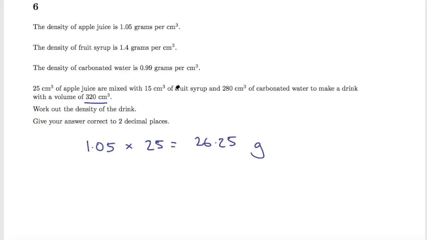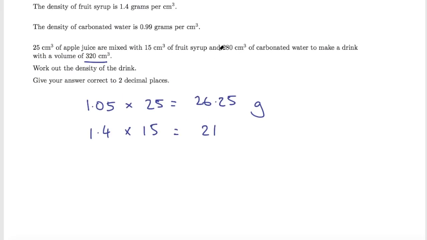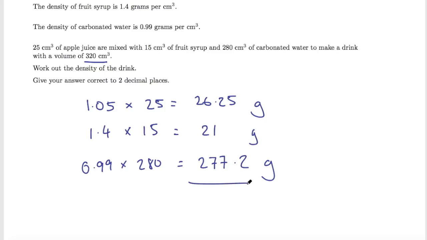Then we've got 15 centimeters cubed of fruit syrup, at 1.4 grams per centimeter cubed. So 1.4 times 15. And then we've got 280 centimeters cubed of carbonated water at 0.99 grams per centimeter cubed. So we need to do 0.99 times 280, and that will give us 277.2 grams. Then we can add all of those up. If you add all of those up, you get 324.45.